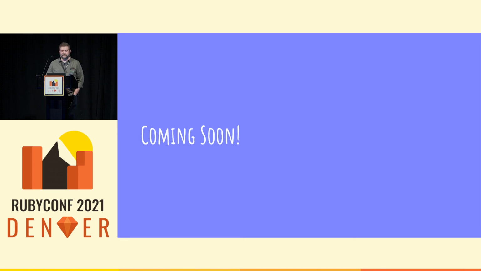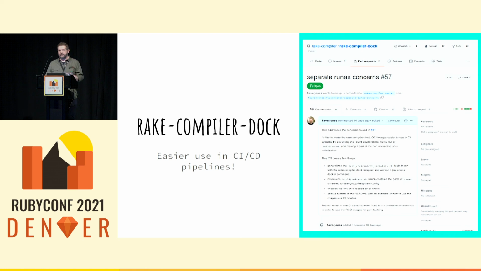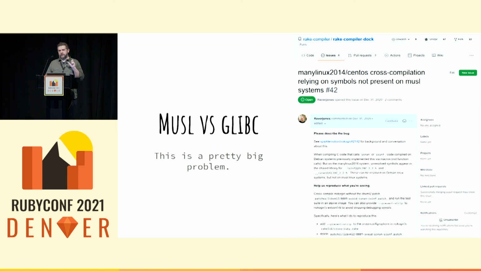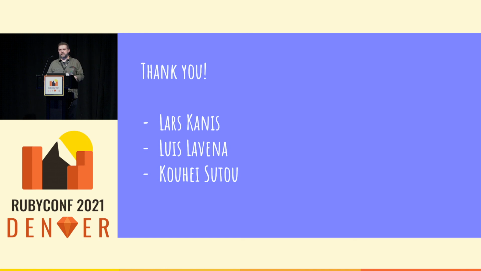Real quick, I have 10 seconds left. Coming soon. Rake Compiler Dock will support ARM64 Linux this winter. If you're using Graviton on AWS, this is important. We're going to refactor Rake Compiler Dock to be easier to use in a CI/CD pipeline. Hopefully we'll ship 3.1 support early this year, maybe. Hi, Lars. This is going to be on you. And I want to work harder on this musl versus glibc compatibility, because this is really a big problem. And if we can get all of the precompiled gems working on both sets of libraries, both Alpine and regular GNU Linux, that would be really great for the ecosystem. Big thank you to Lars, Louis, and Kouhei.